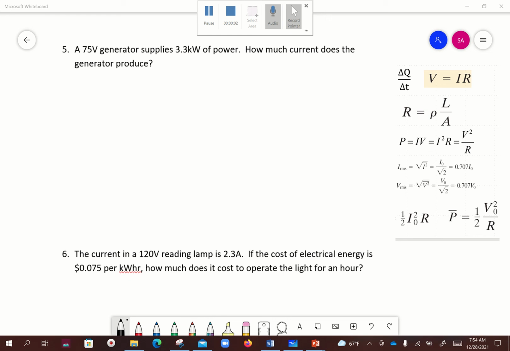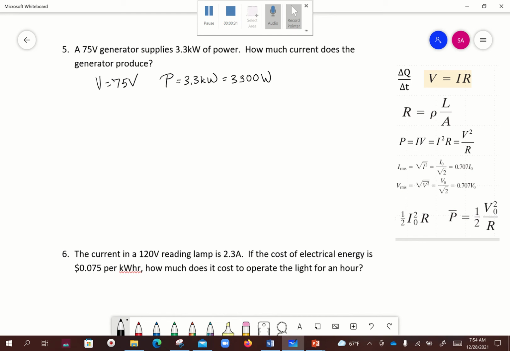Okay, so the next problems are going to involve power. A 75 volt generator, so V equals 75 volts. Again, read through the problem, pull out all the numbers. Supplies 3.3 kilowatts of power, so P is equal to 3.3 kilowatts. And remember to convert that into SI units. A kilowatt is 1,000 watts, so that's 3,300 watts.